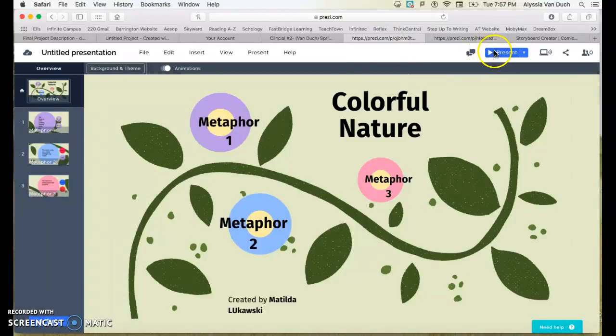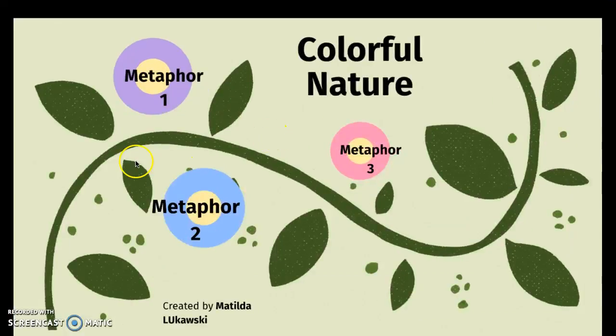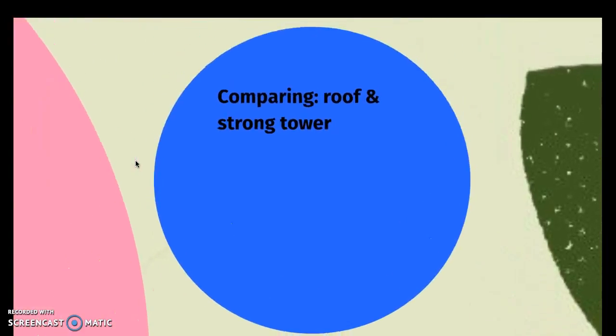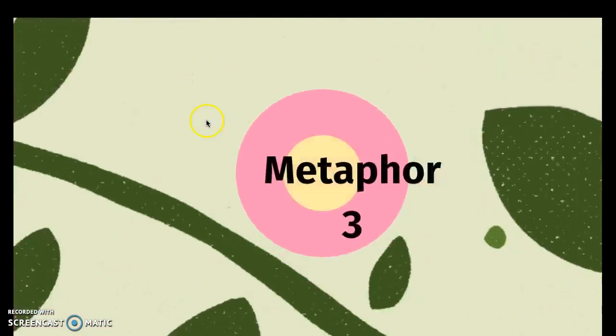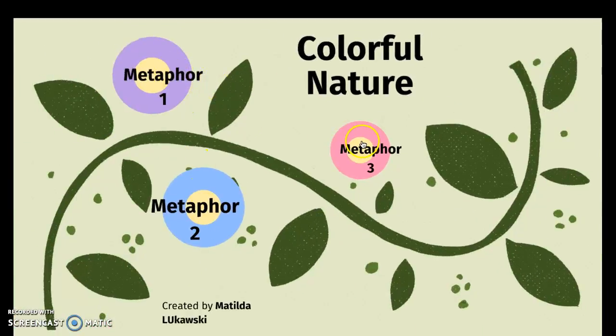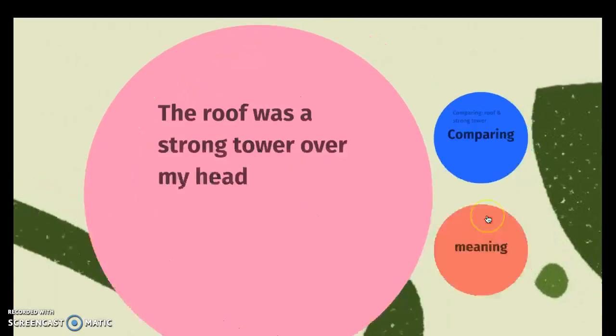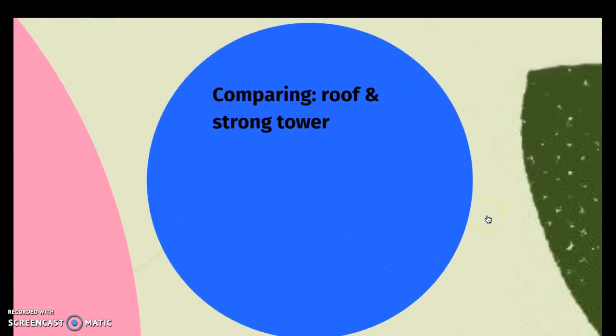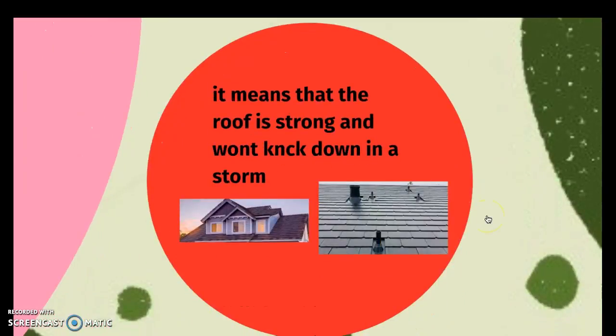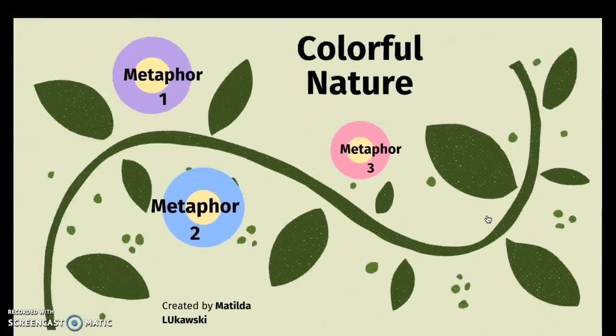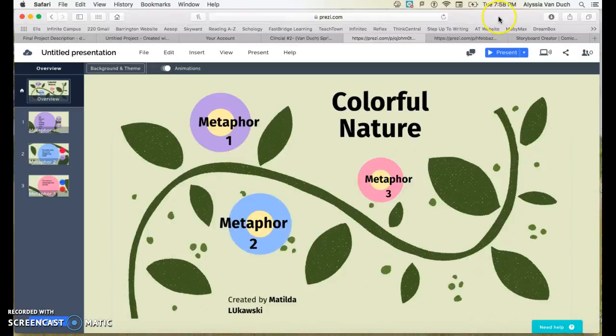So here is an example. This might go back. Yeah, so we're going to go backwards real quick. Sorry. But how it worked was they had to choose 3 of their metaphors, and then each part is set up the same. They would write down what their metaphor was, and then they would write what they were comparing and what the meaning of their metaphor was and use pictures and visuals to help. So that was one example.